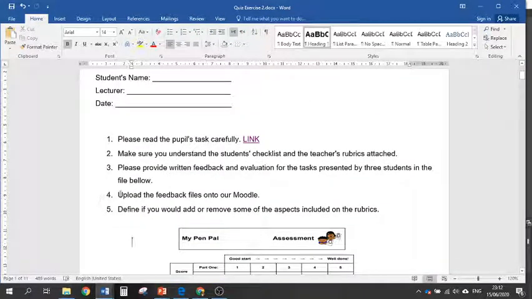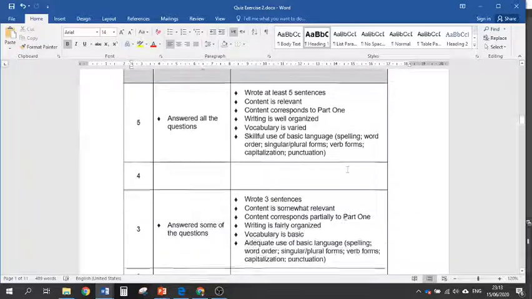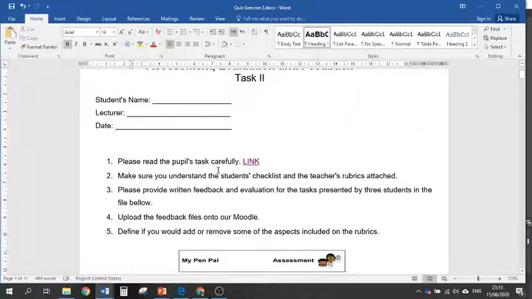And number 4, I paraphrased this better because you had many questions. So number 4 is basically uploading the feedback that you wrote onto our Moodle. Okay? Number 5, you can define if you would add or remove some of the aspects included on the rubrics. Remember, this is our rubric. And that's it. So you read the paper, you understand the checklist, the rubric, and then you give your feedback as a teacher. That's it.